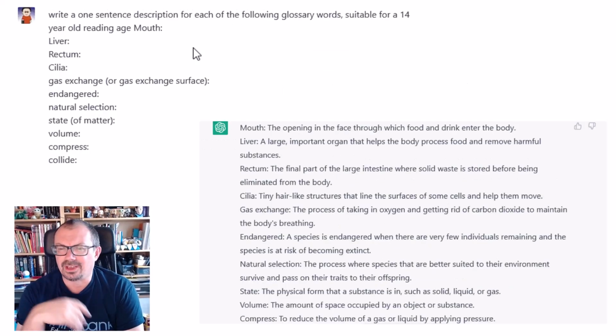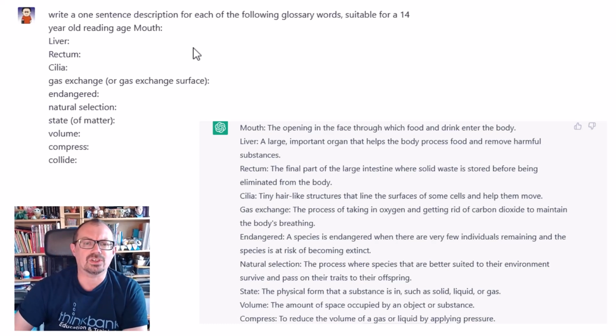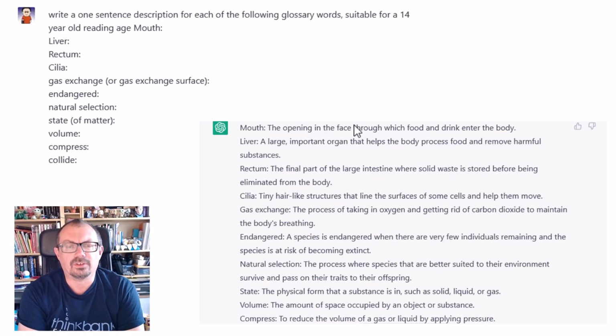I then went into things like, I want to do a glossary. I want to have a load of keywords I'm using for this particular unit, and I want you to make me a glossary. I don't want to go through writing out a sentence for each one. I know what they mean, but let's save a bit of time. So here's the keywords I want. Here's the glossary words. Can you write me a glossary for it, suitable for 14-year-old reading age? And again, it spat out a glossary, and I can copy and paste that into a worksheet maybe, or print that off and give that to students, or have it on their tables.